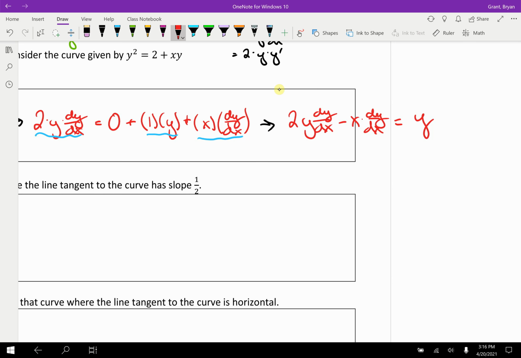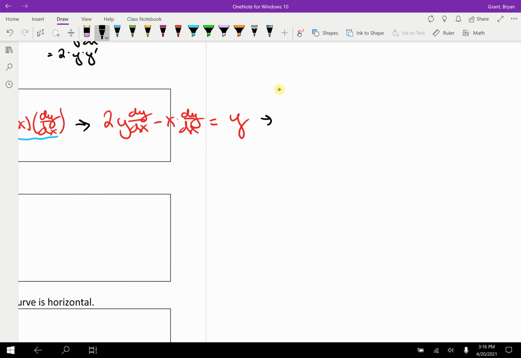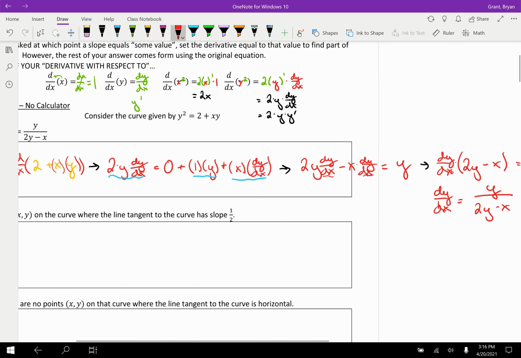Well, in order to isolate dy/dx, we only need one instance of it. The nice part is each of these 2 terms have dy/dx in common, and the trick for this is to factor. We're going to factor out the dy/dx from each of these to the front. That leaves me with a 2y in the first term and a minus x in the second, equals y. And then the last step, hopefully is not too terrible, divide off everything that's not dy/dx to get y divided by 2y minus x.